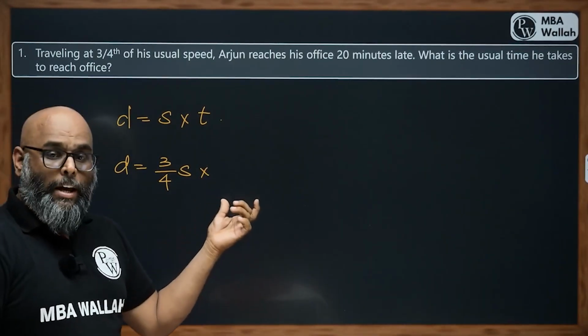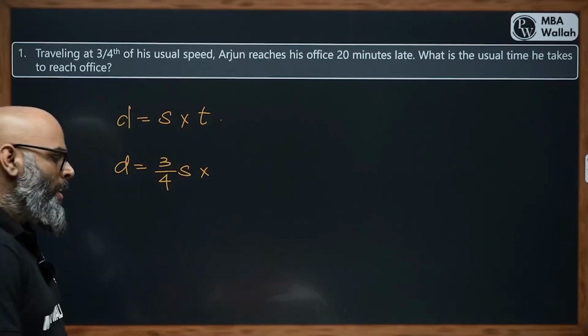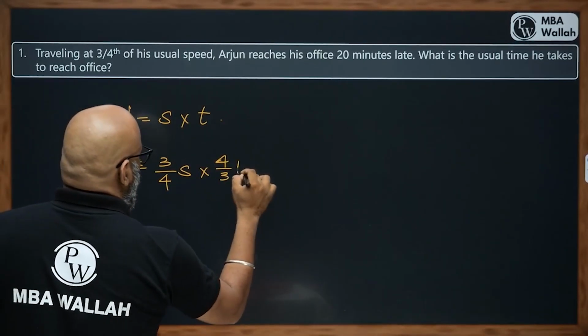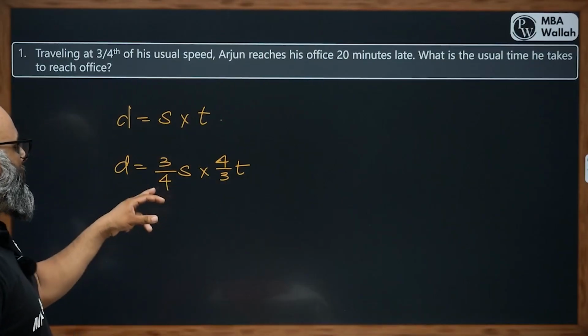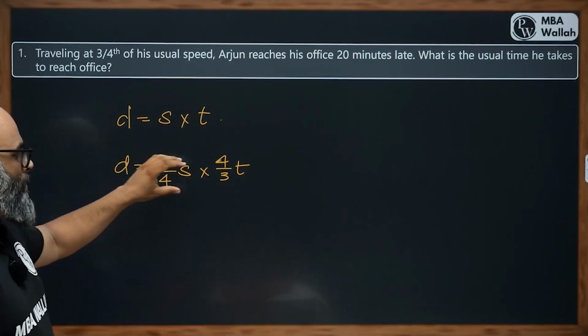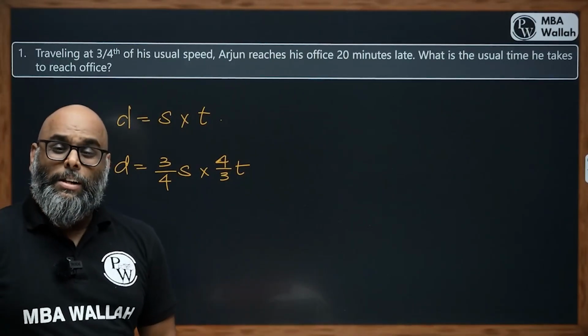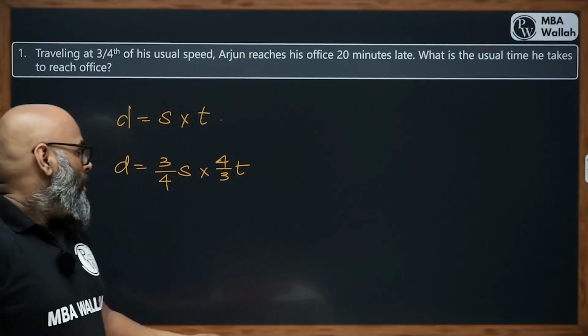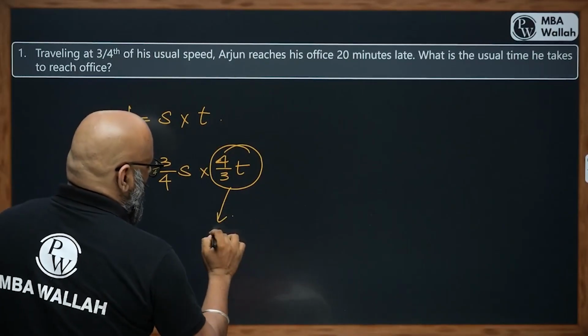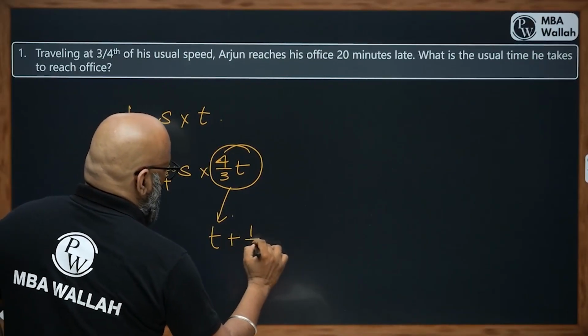So what should be here so that I can get back to S into T? Simply take the inverse. That will become 4/3 of T. So 3 gets cancelled, 4 gets cancelled. You will get back to S into T. So 3/4 of the speed results in 4/3 of the time. Now we can look at this T and then say, hey, this T, I can write it as T plus 1/3T.